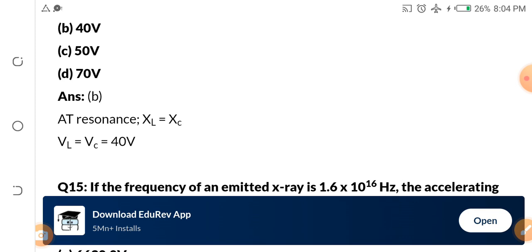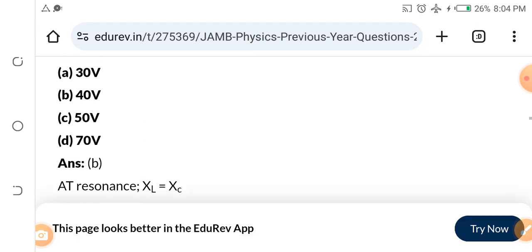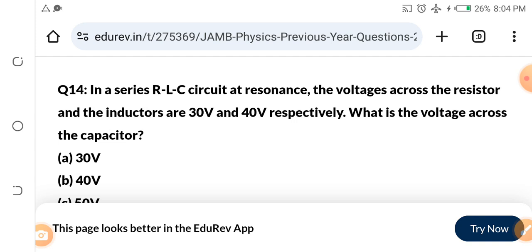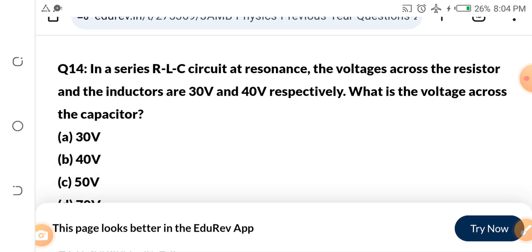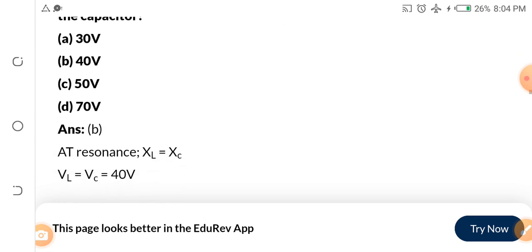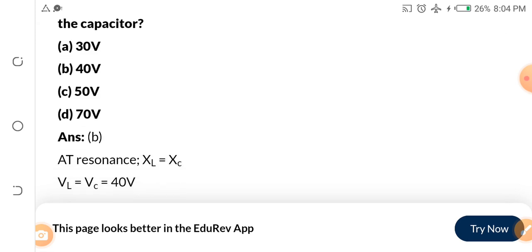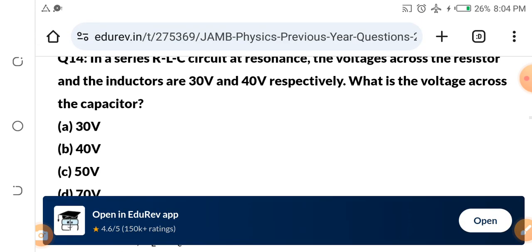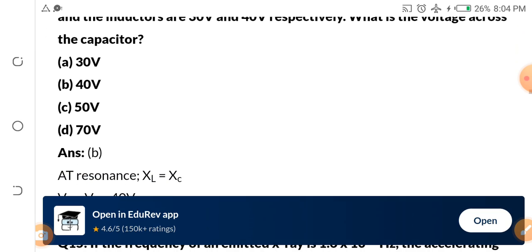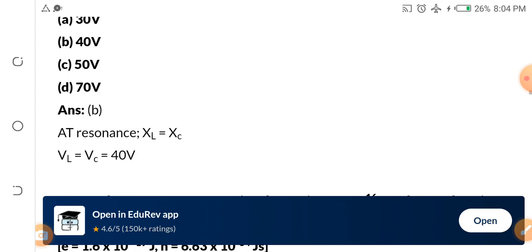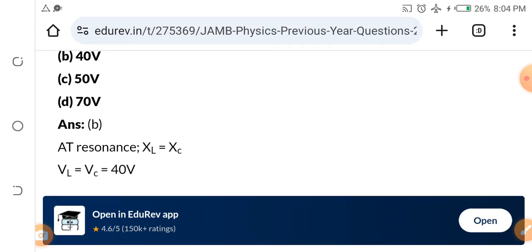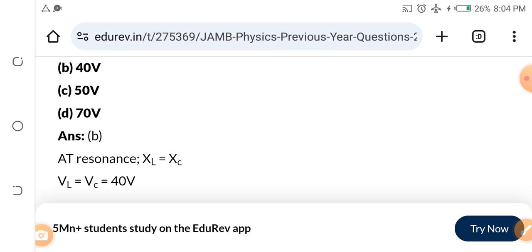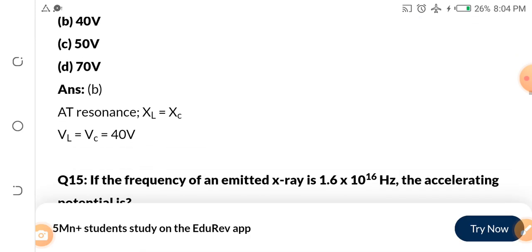At resonance, you already know that the voltage at the inductor and the one at the capacitor will be the same. Since we have 40 volts at the inductor, then we will also have 40 volts at the capacitor. That is why B is 40. There is nothing much to solve here.